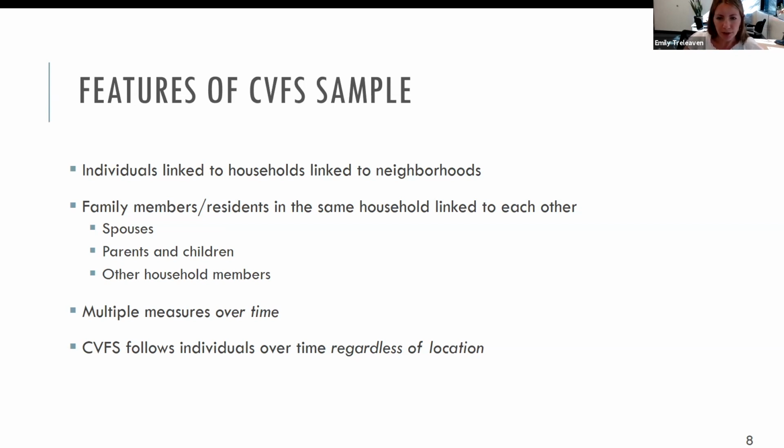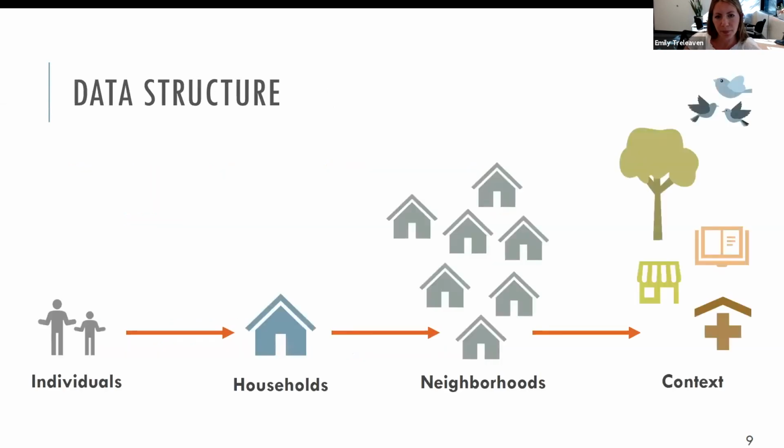2 other notable features that are important for understanding merges and conceptualizing the data are that CVFS is a panel study. So we have measures over time, meaning that units can be linked from time A to time B, and even to time C and time D. And CVFS follows all individuals regardless of their location. So an individual or household's location is not static over time.